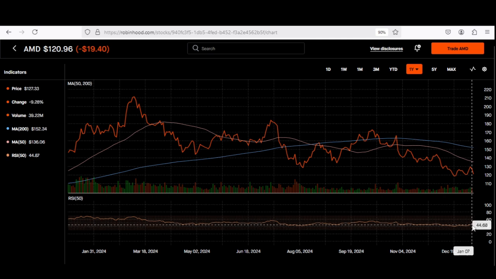AMD is currently trading around 44. So that means it's in oversold territory. So now I have 3 signs that this stock is a good stock to pick up outright. 1, the RSI.